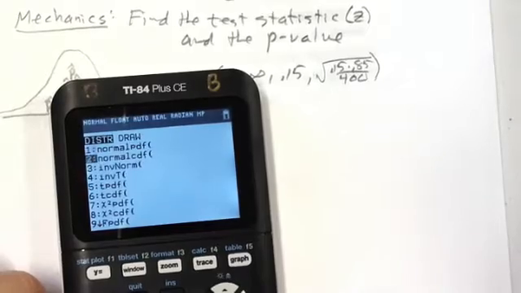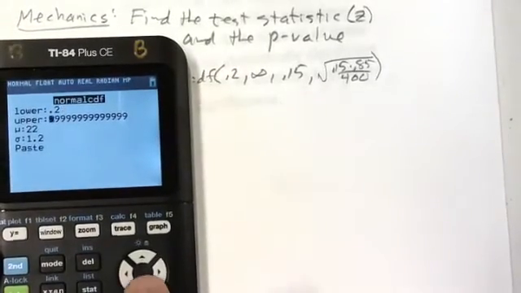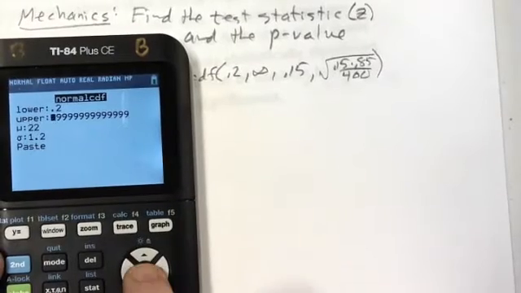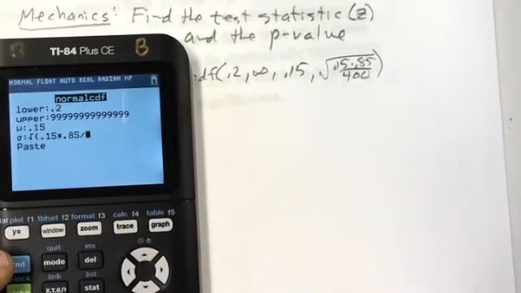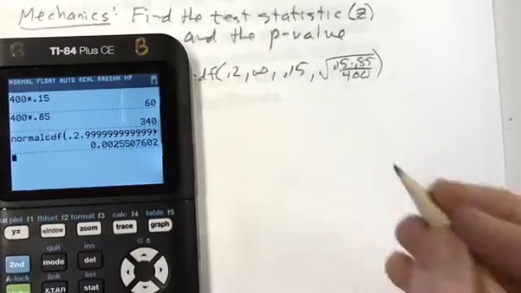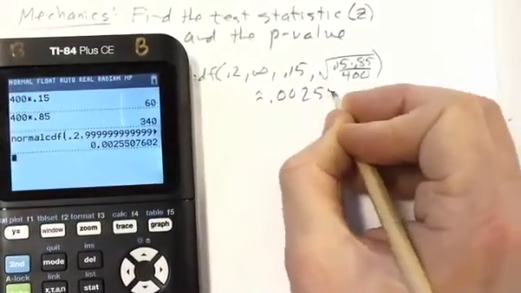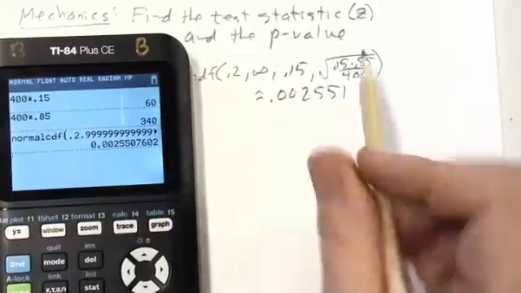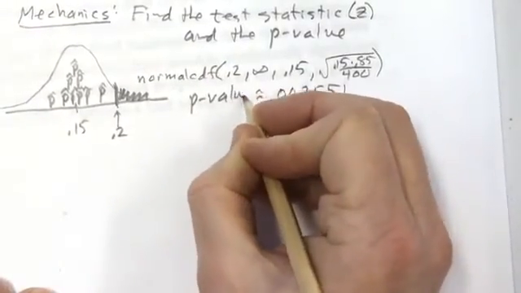And so we will say second VARS, which is distribution, normal CDF. And then we will enter in 0.2 to infinity, or like 9 billion would take care of it. And so this would be 0.15, and this would be the square root of 0.15 times 0.85 divided by 400, right like that. And so that would give us, and there's our p-value, 0.002551 approximately. And there we go. And so that is one way to find a p-value, okay, right there.